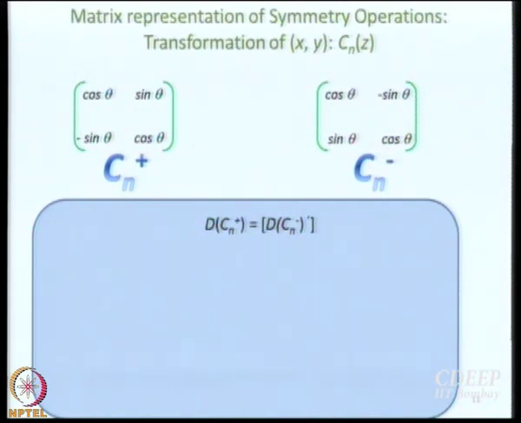Now henceforth what I am going to do is call these matrices D, okay, that is the notation followed in Bishop's book. So transformation matrices are going to be denoted as D, and when I write Dij, that means the matrix element in matrix D, okay. So are we okay with this? D(Cn+) is equal to the transpose of D(Cn-).